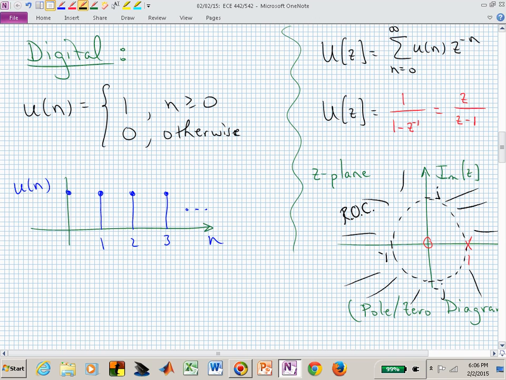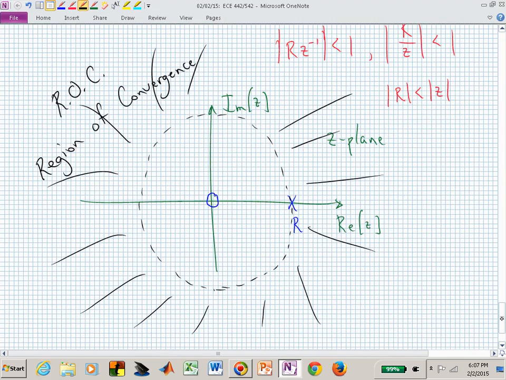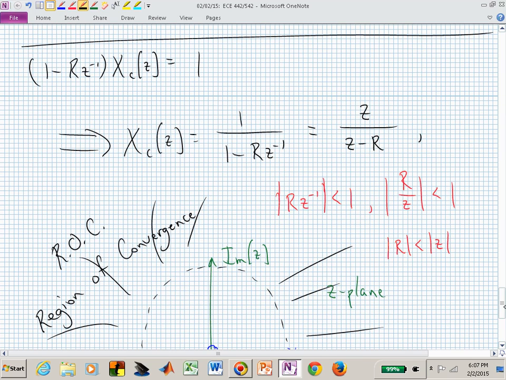And that's what we need to start getting comfortable with: these regions of convergence relative to our poles and zeros. Questions on that? This is now the z transform of an exponential waveform in the digital case. Little x of n is r to the n. That's the time domain, and this is what it looks like or has for its z transform.